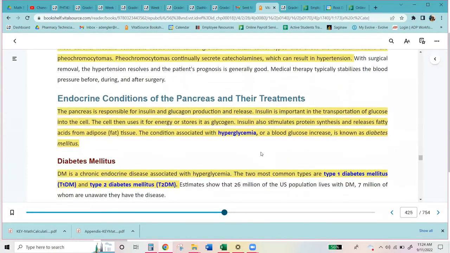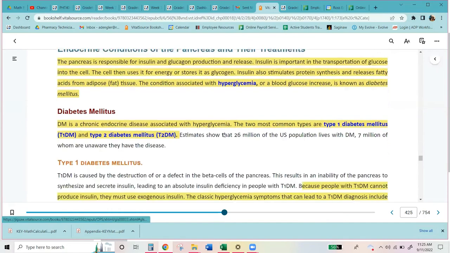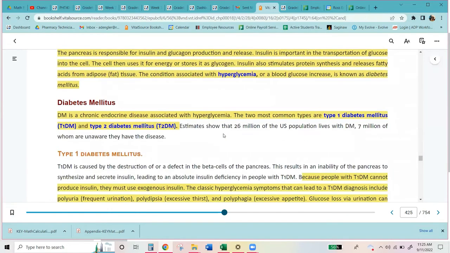The pancreas is responsible for insulin and glucagon production and release. It's important in the transportation of glucose into the cell. The cell then uses it for energy or stores it as glycogen. Insulin also stimulates protein synthesis and releases fatty acids from adipose tissue. The condition associated with hyperglycemia or a blood glucose increase is known as diabetes mellitus. We abbreviate that as DM, a chronic endocrine disease associated with hyperglycemia. The two most common types are type 1 and type 2 diabetes.